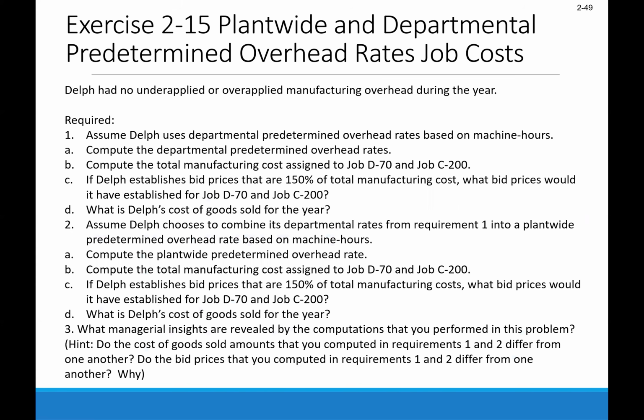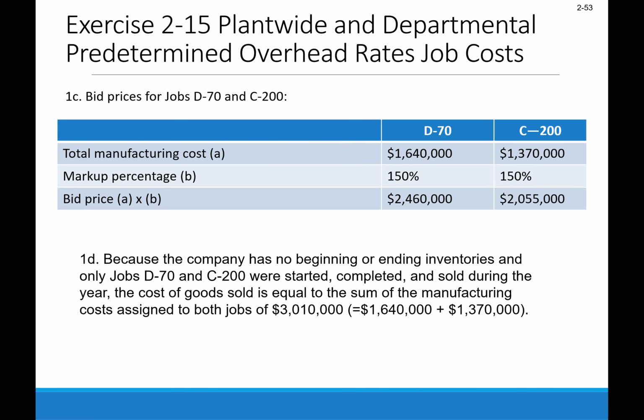The next thing it says, what is Dell's cost of goods sold for the year? Because the company didn't have beginning or ending inventories and only those jobs were completed, started, and sold, the cost of goods sold is going to be equal to the $1,640,000 plus the $1,370,000.